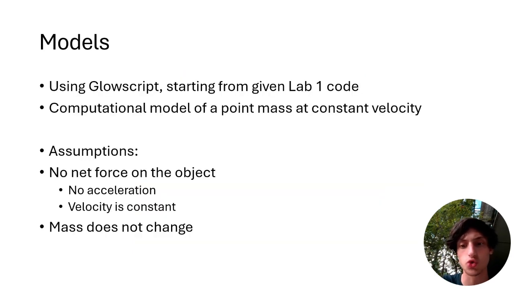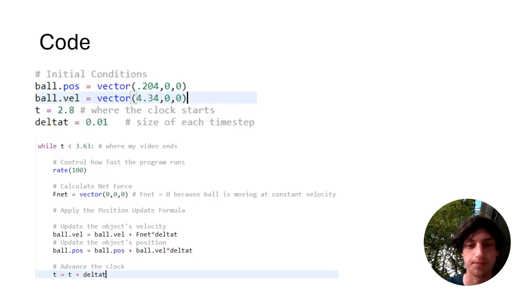My computational model used GlowScript, starting from a base of the given Lab 1 code. It is a computational model of a point mass at constant velocity. I made a few assumptions: 1, there's no net force on the object, and 2, mass doesn't change. No net force means there's no acceleration and velocity is constant. Mass changing would affect F net, which is the derivative of momentum with respect to time, and momentum is mv. So that would change the acceleration and mess up the whole thing. So I did assume that there was no net force and no change in mass.